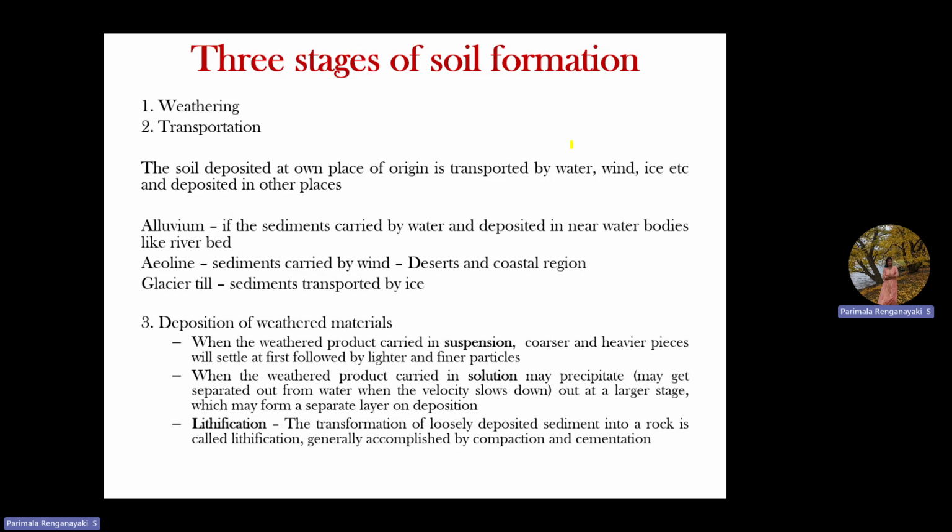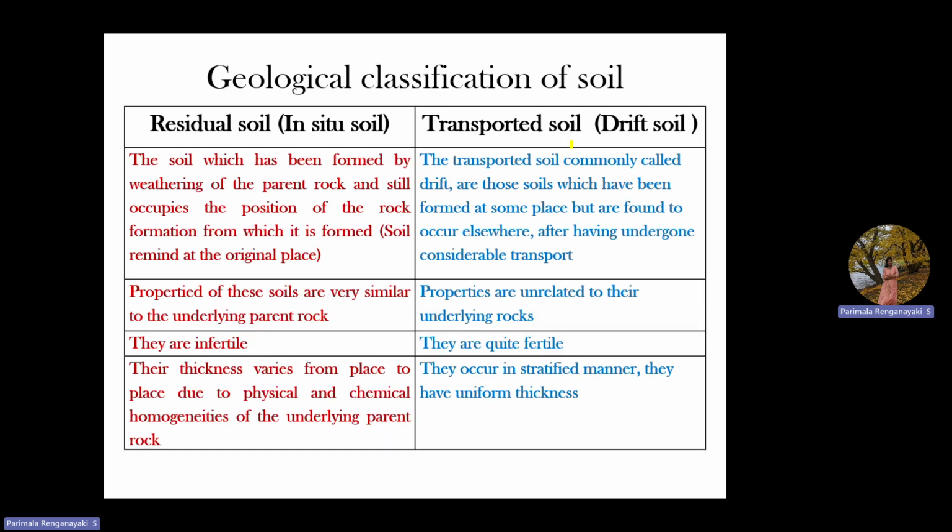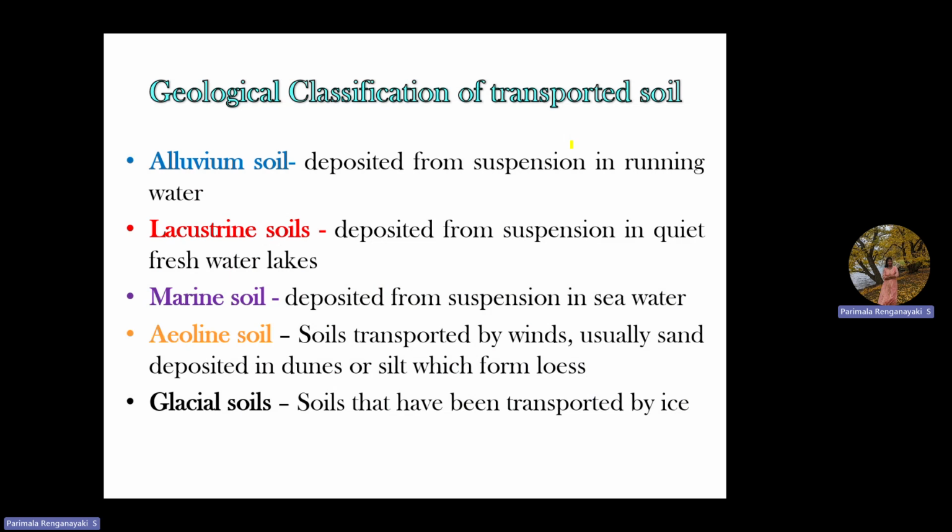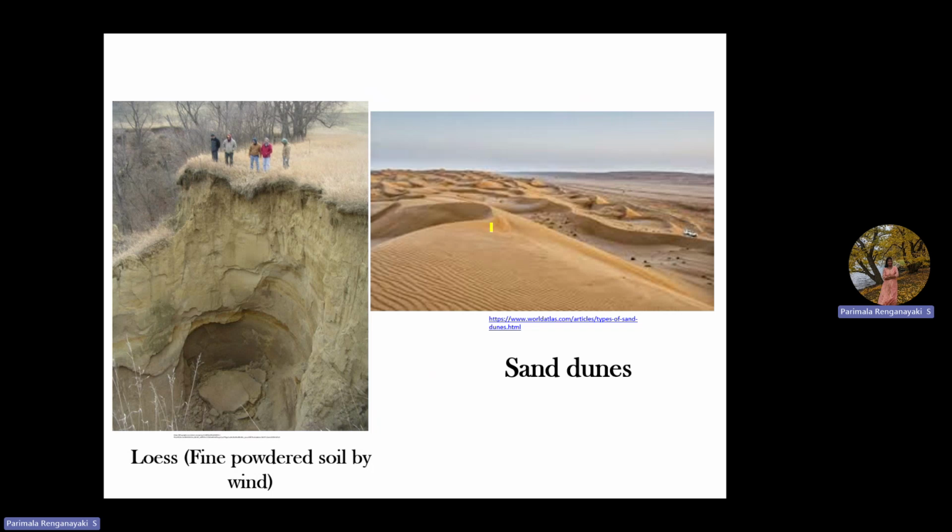Then, deposition of weathered material. When the weathered material is carried in suspension, the coarser and heavier particles get deposited. Sometimes it forms a sedimentary rock. So these are the geological classifications: alluvium, lacustrine, marine soil, aeolian, glacial soil. These are geological classifications of soil based on how it is transported. You can see here sand dunes, desert or coastal deposits. This is by the wind, very fine deposits.